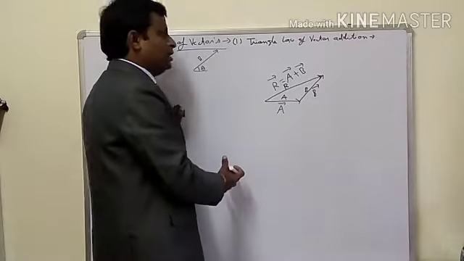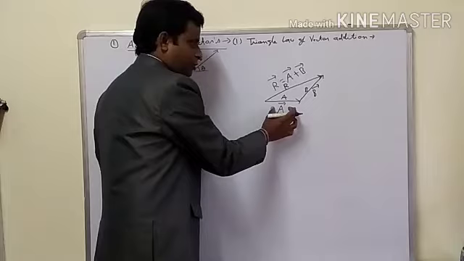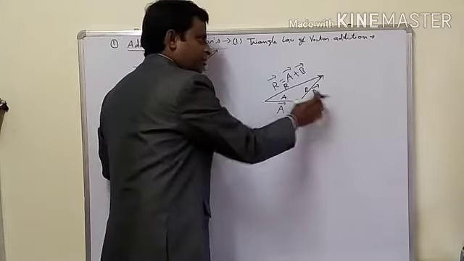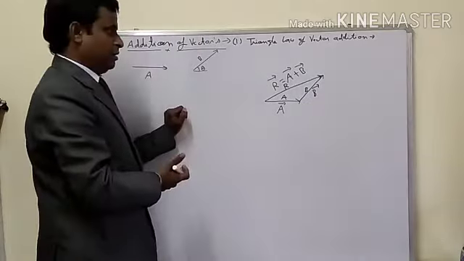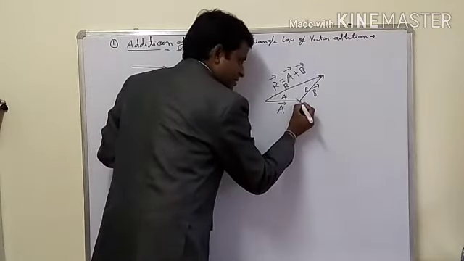If you want to find this magnitude in terms of the magnitude of vector A and the magnitude of vector B, then how will you find it? To find this, I am going to extend this side.